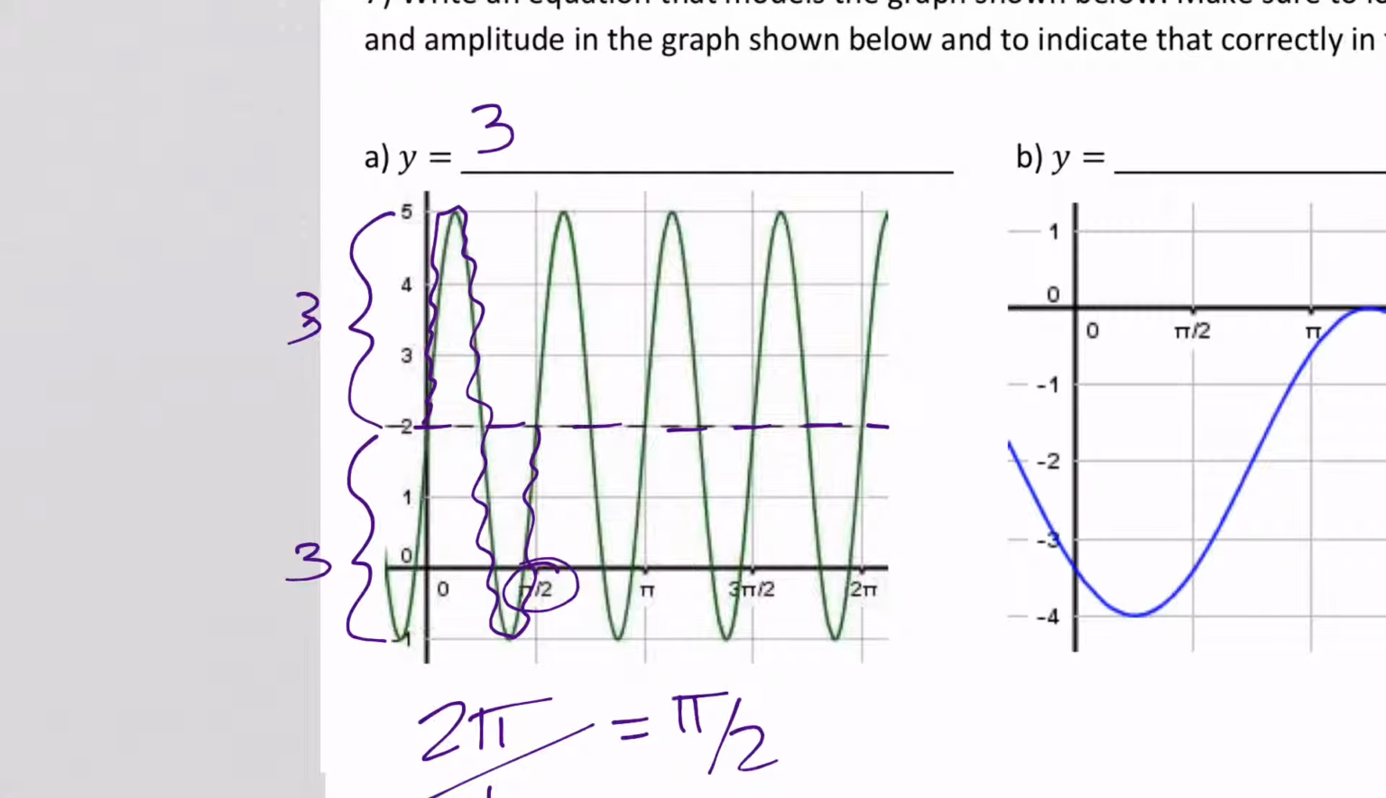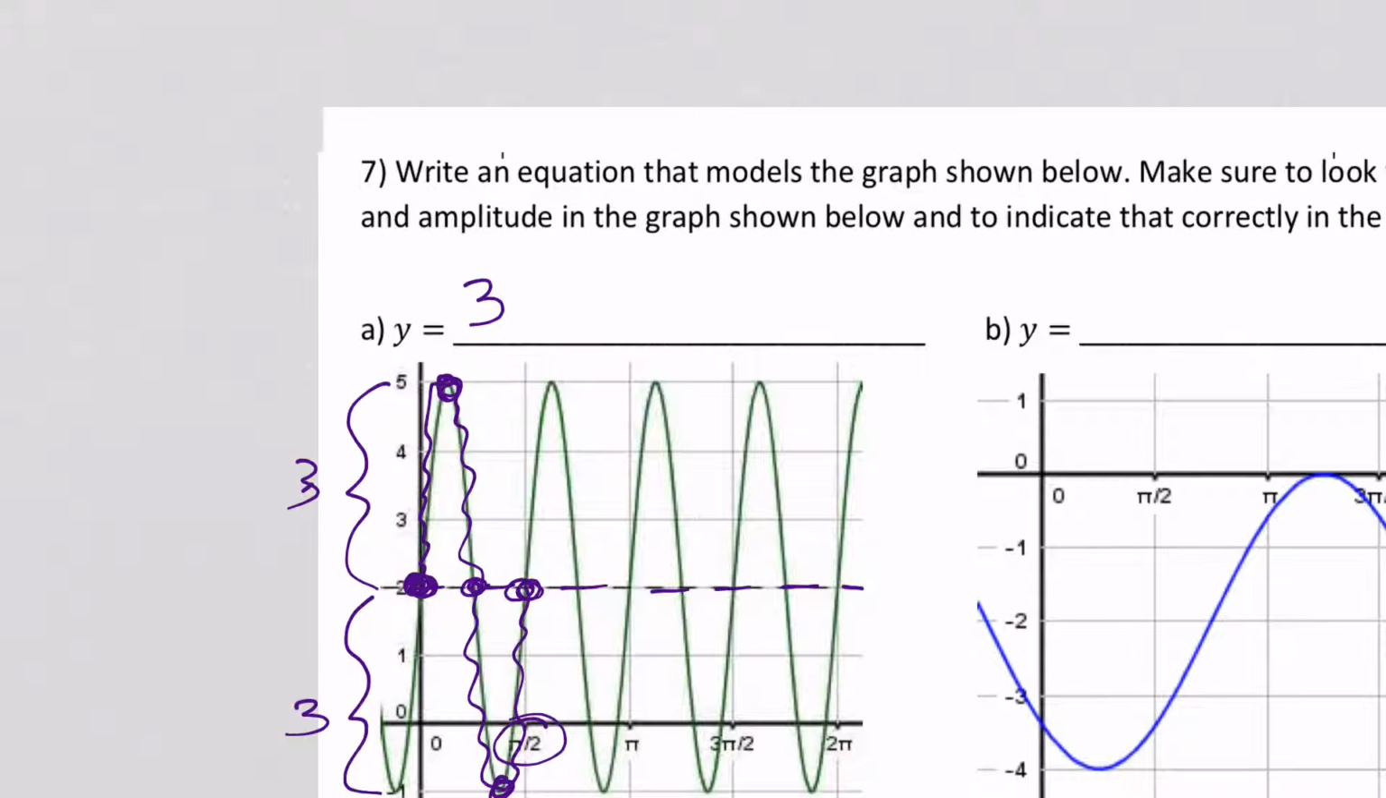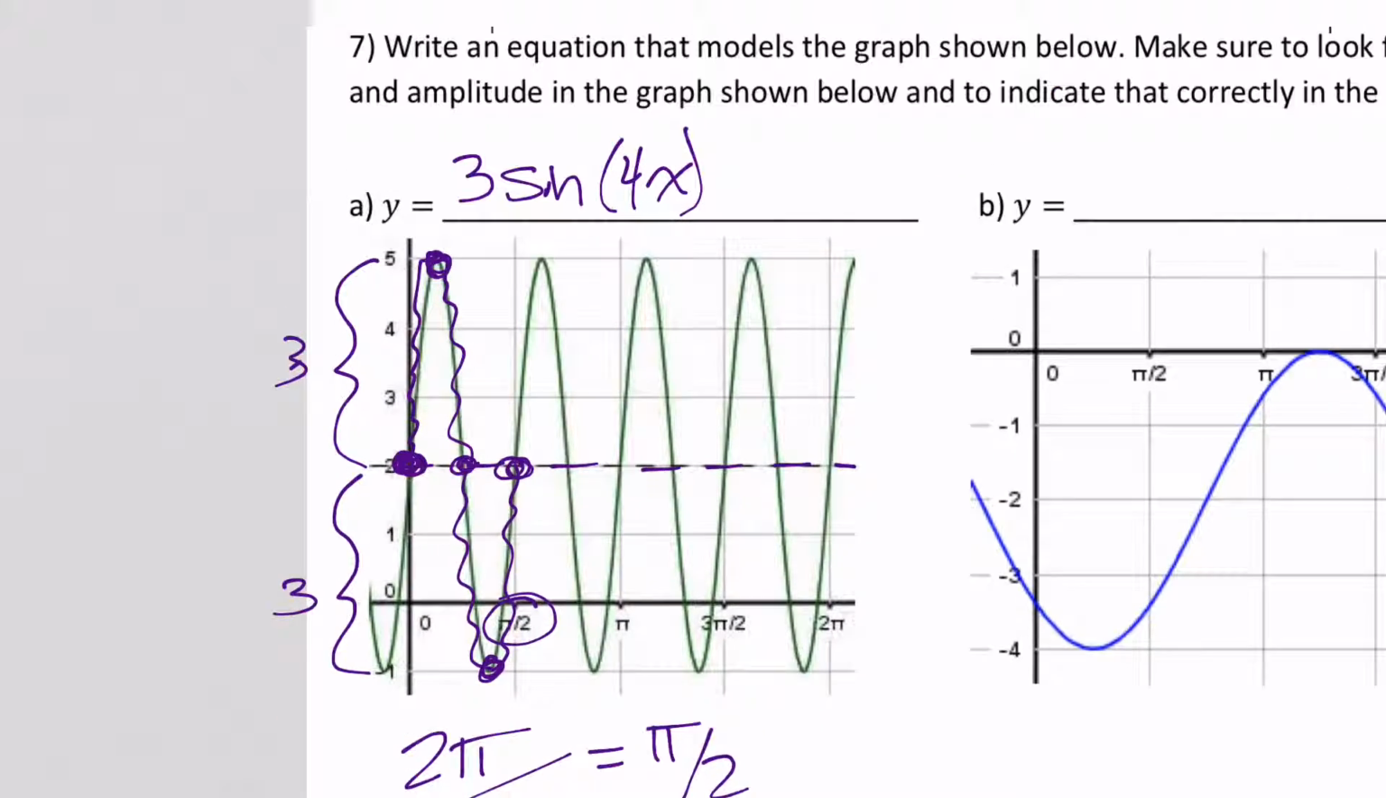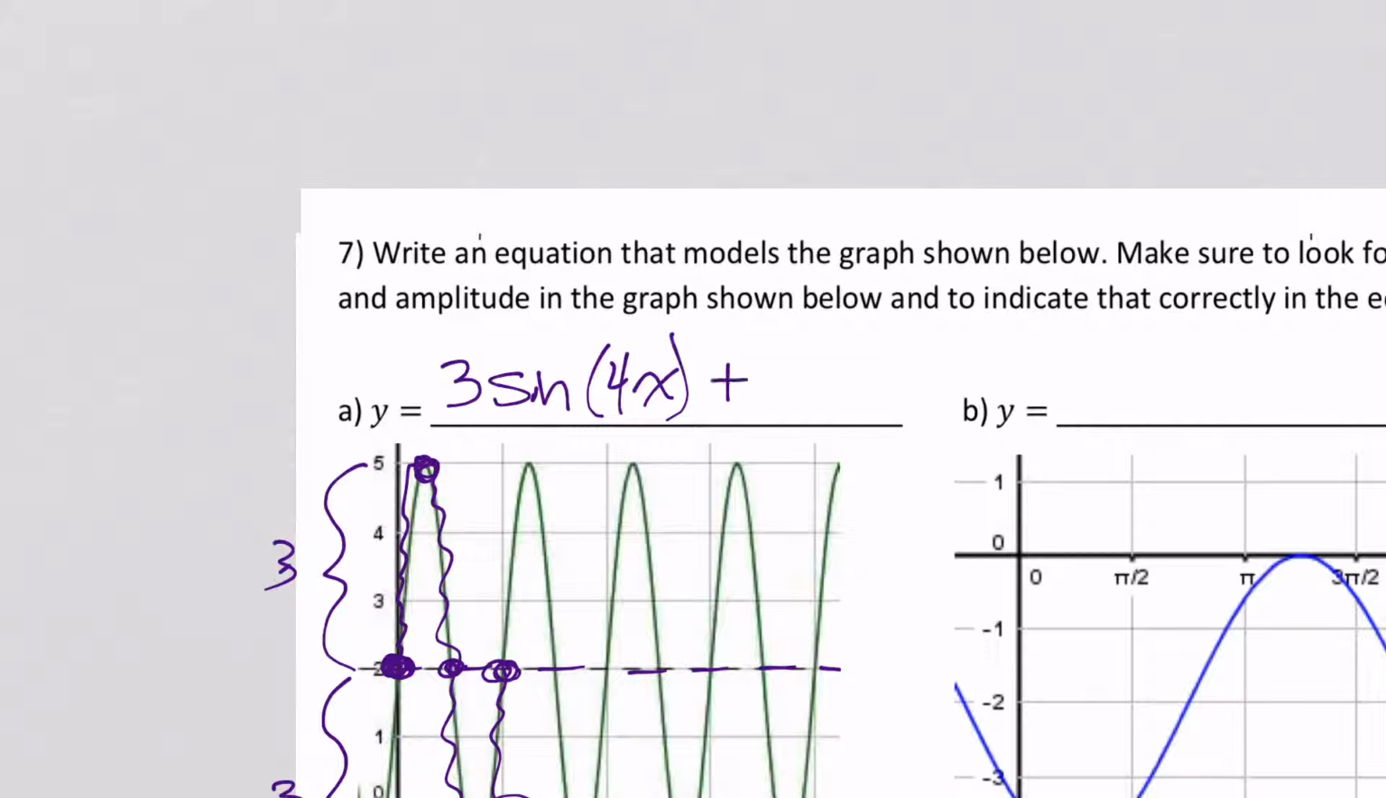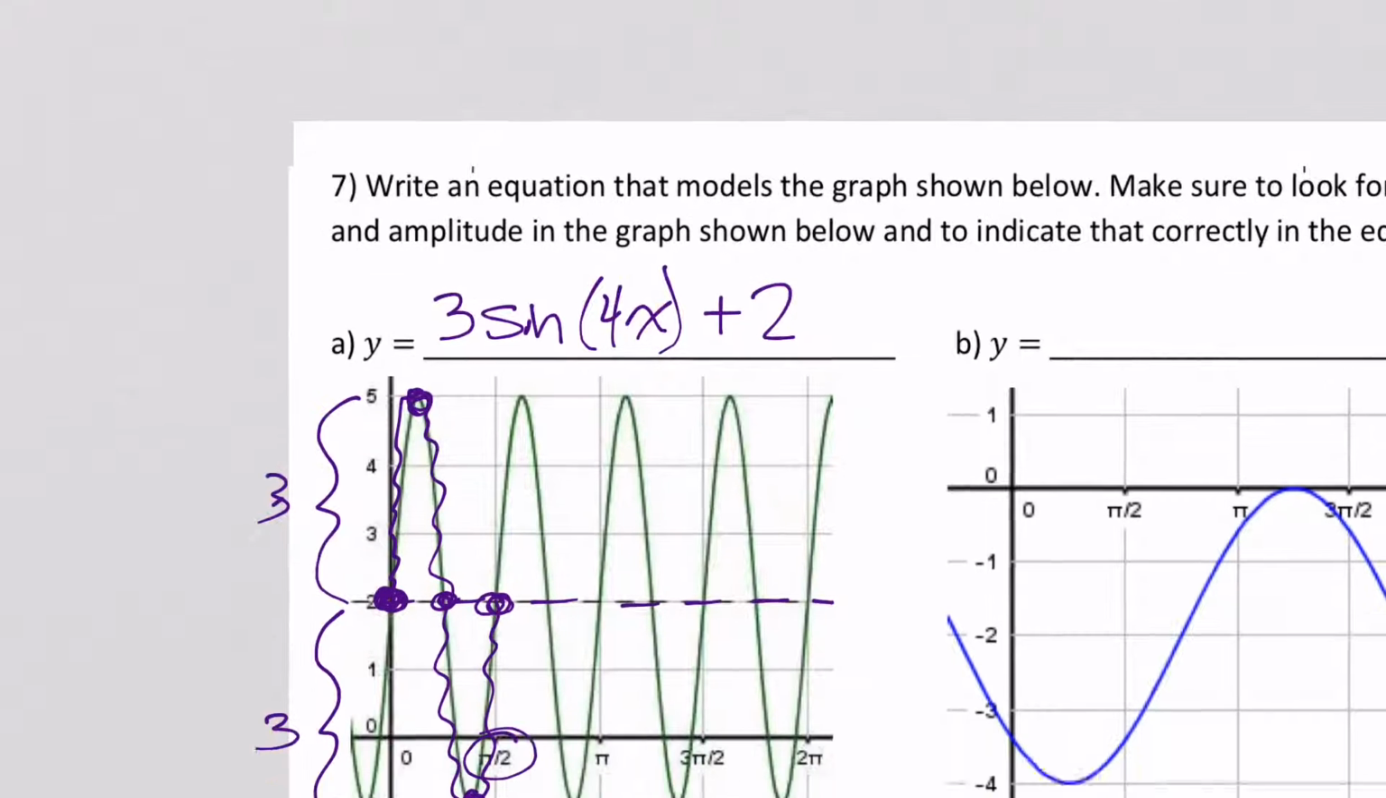And let's say this. I see right here that when the x value is 0, it's starting at its middle value, and then it goes up, and then it goes back to 0, and then it goes down, and then it goes back to 0. That's a sine graph. So 3 sine of 4x, because the 4 I just figured out. But its middle value is at 2, so I need to say plus 2 right there.